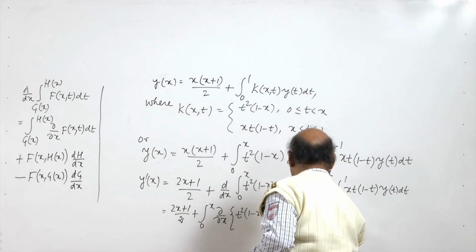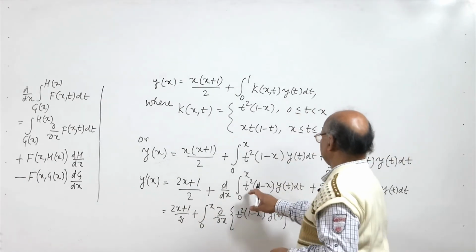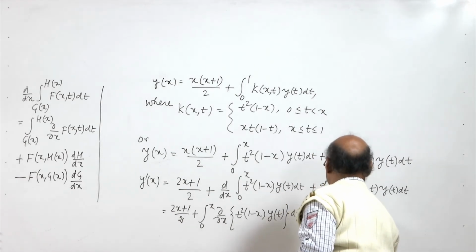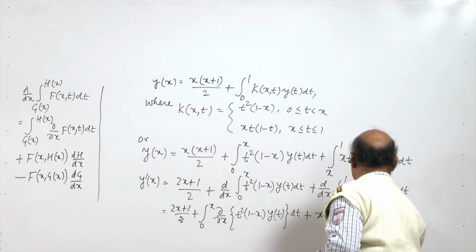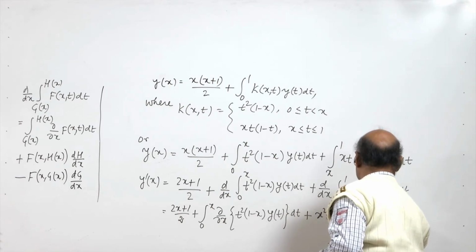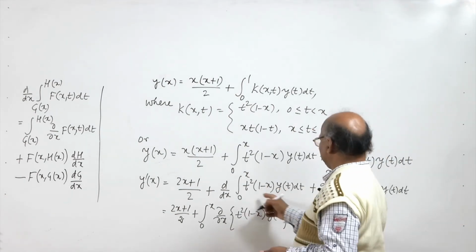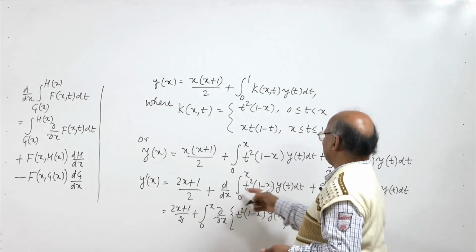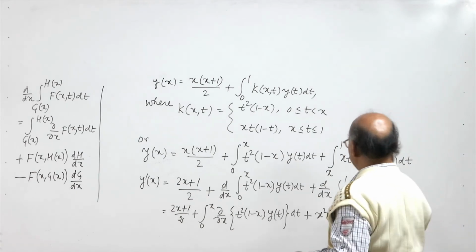Then we put t equal to x. So, we have x square into 1 minus x into y by x into dx by dx, minus. We put t equal to 0 in this integrand and then differentiate 0 with respect to x. So, that term becomes 0, so let us not write that.